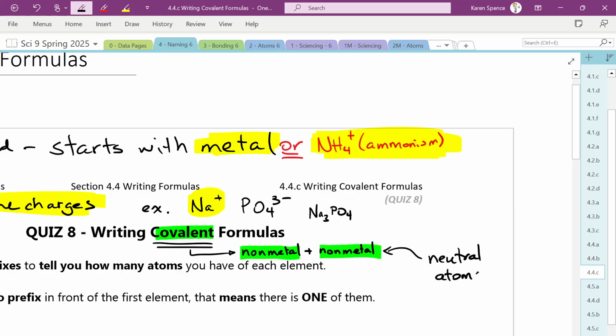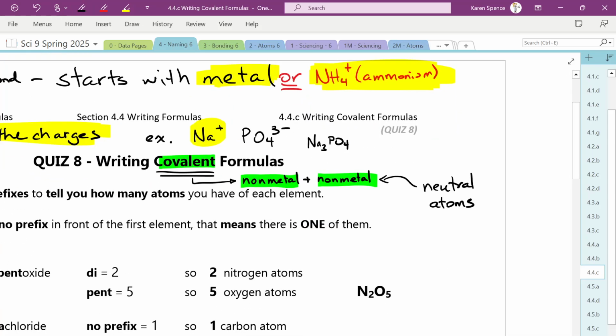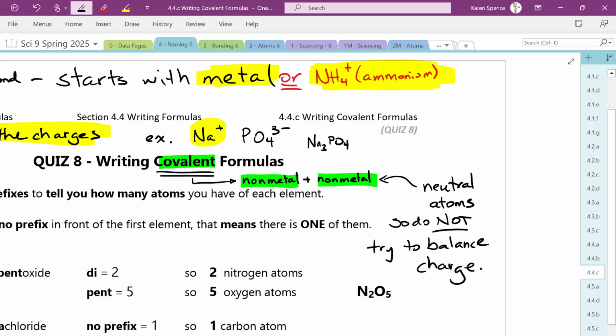Sometimes people get into trouble because they try to balance the charges in a covalent compound and it won't work because there are no charges to balance. Okay, so they're neutral atoms, so do not try to balance the charge. And in fact, covalent compounds are so easy to write the formulas for. As long as you don't try to balance the charge, it should be not too big of a problem.